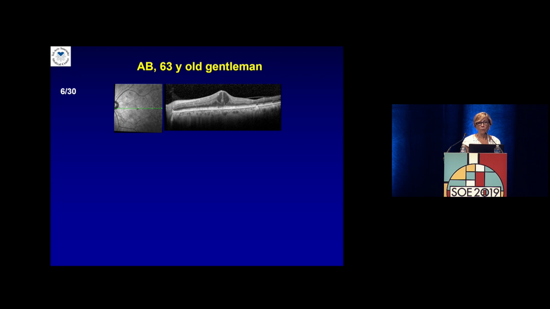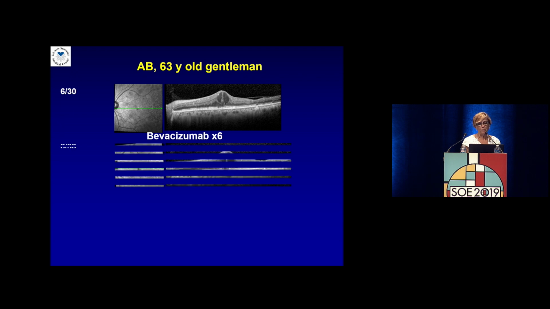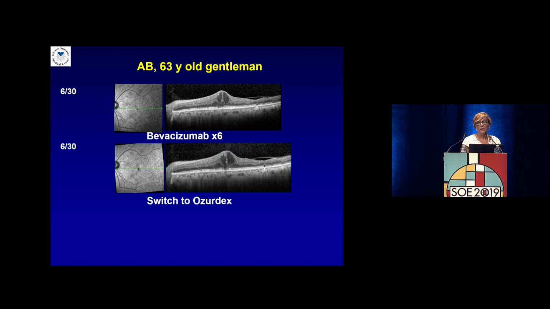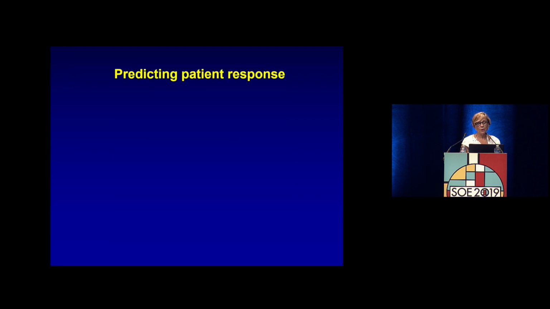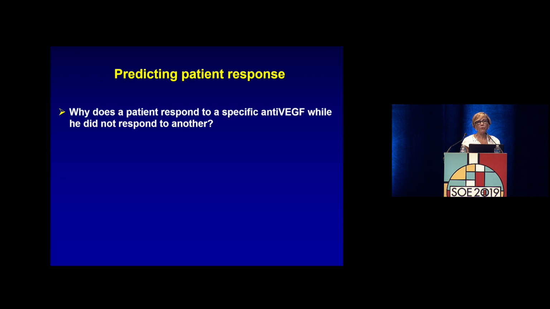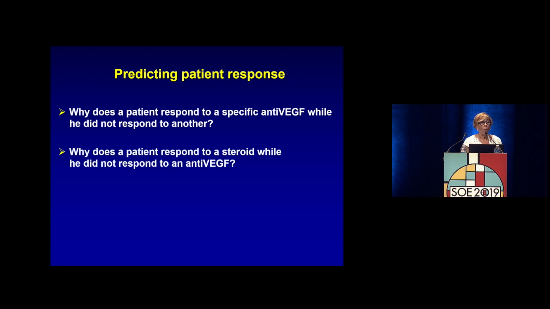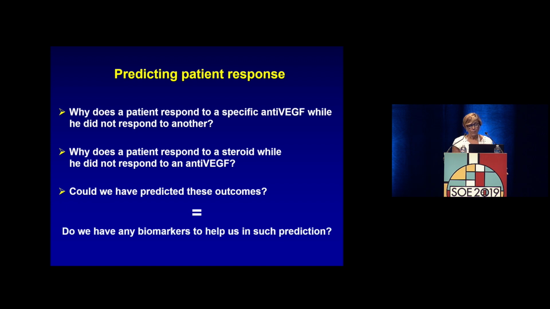This is a 63-year-old patient of mine who came with this significant edema, was treated with 6 injections of bevacizumab, didn't respond, switched to Ozurdex this time, and responded nicely. So the question is, when we see a specific patient, can we predict if he will respond to a specific anti-VEGF while he will not respond to the other, or that he will never respond to an anti-VEGF and will respond to a steroid. Basically, when we want to use a biomarker, we want to know if we can predict the outcome of treatments.